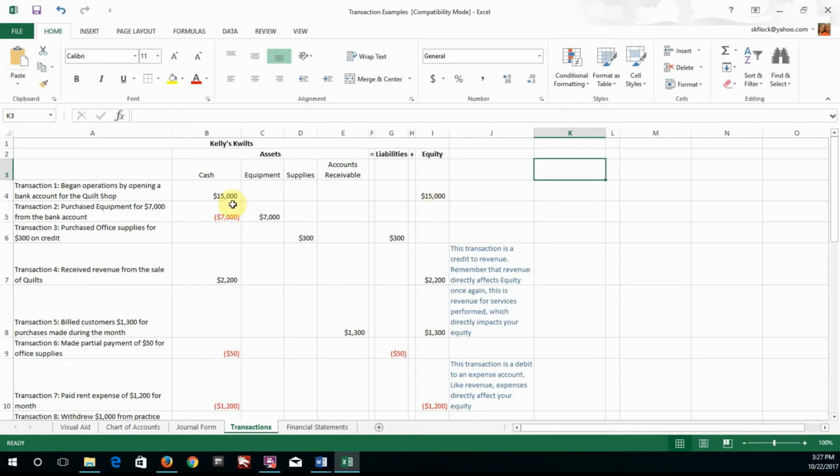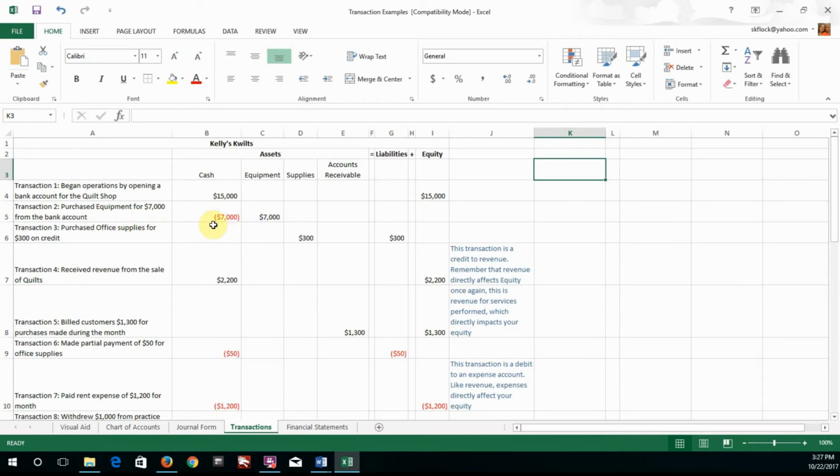So I've increased the balance in my bank account. I've increased my equity in the company because I have invested money to start this business. The second transaction, we purchased equipment for $7,000 from the bank. So I bought some equipment. I paid cash for it.